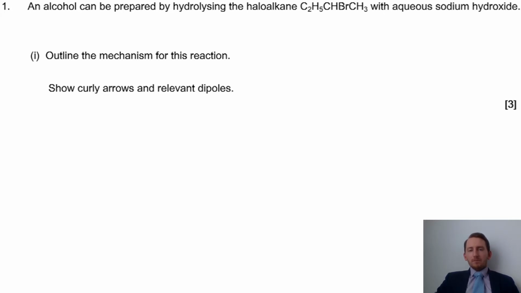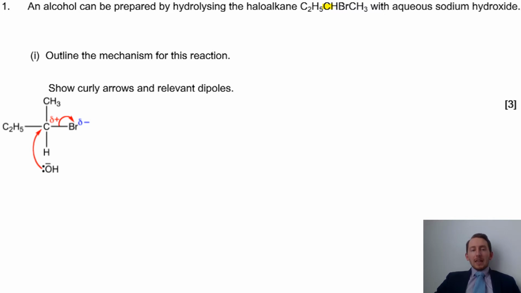Now to start with, we just need to look at this formula we have here. Hopefully you can identify that this carbon is our central carbon. We need to have it in a more displayed formula to clearly show what's going on with our curly arrows and our dipoles and things like that. We've got our sodium hydroxide, so that's going to be our OH minus with the lone pair on the oxygen. That's going to get started with that. So 3 marks, let's see what we can pick up.